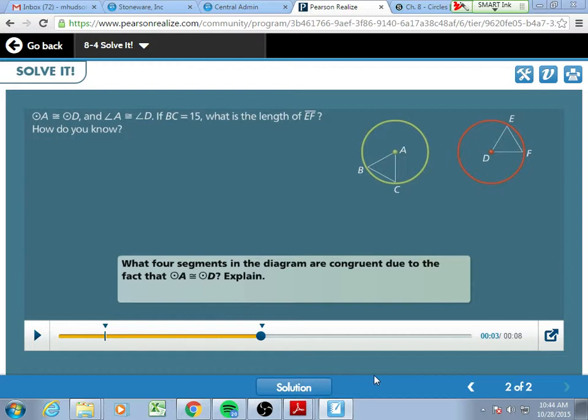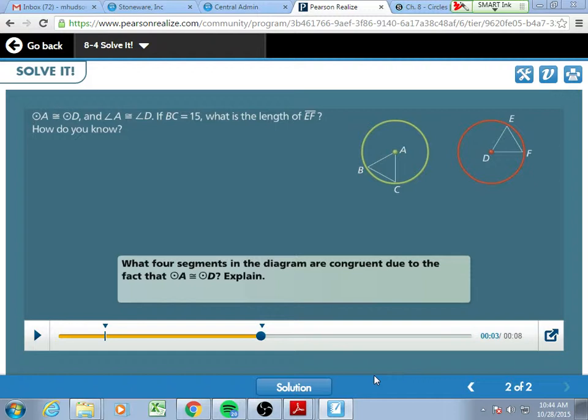BC is 15. Could we figure out EF? Mackenzie? I was going to say, okay, so I think it would be 15 because since A is D, I thought you said A was the same as B. A is congruent to B, or D, sorry. Yeah, I thought you said B.